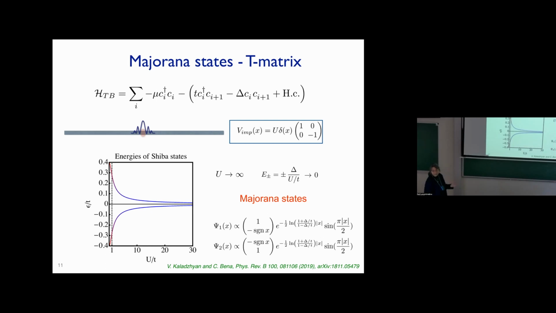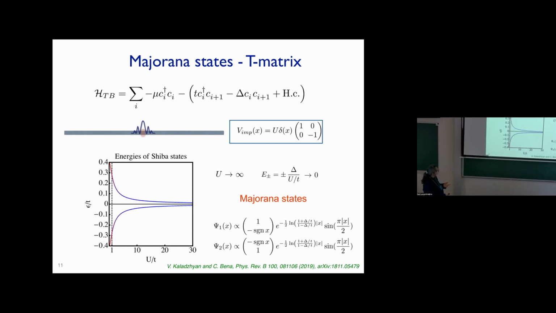So I see that the states which form at U going to infinity, when the impurity is cutting the system into two, are exactly Majorana. They're at zero energy and they have electron and hole parts which are equal. So my technique works also for that.